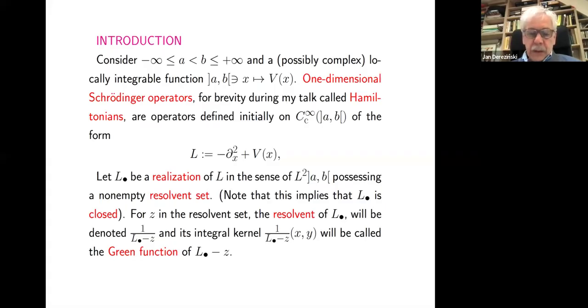Now, I will be interested in closed Schrödinger operators acting on the Hilbert space L squared of an interval. The interval can be infinite. And closed, having a non-empty resolvent set. The resolvent set is the complement of the spectrum. For a complex number in the resolvent set, you can define the resolvent, and its integral kernel will be called the Green function.